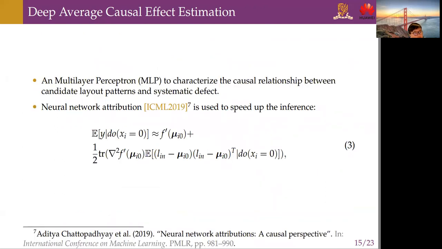One drawback of the intervention experiments to evaluate the average causal effect is we need to calculate the expectation over all data extracted from the diagnosis reports. It is time-consuming for inference. To solve this problem, neural network attribution is applied to the multi-layer perceptron to speed up the inference.